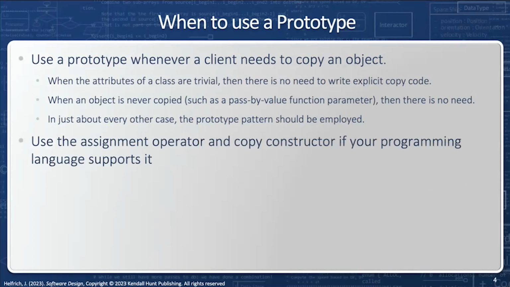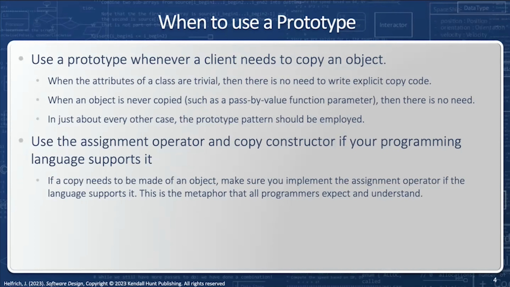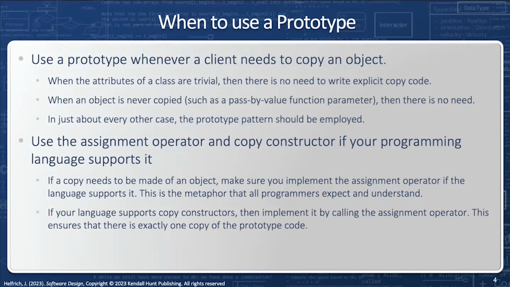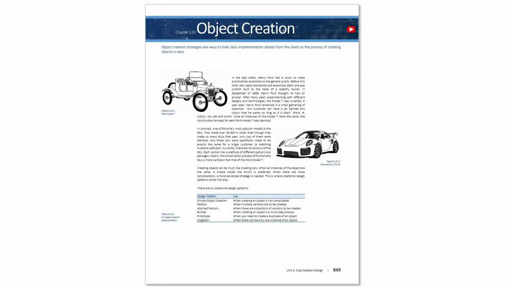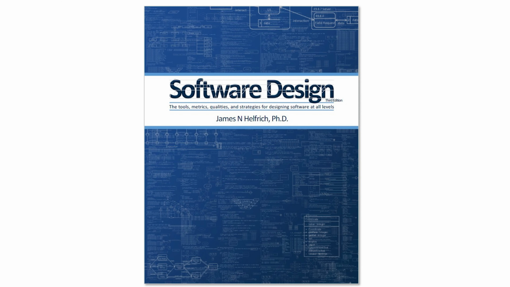Use the assignment operator and copy constructor if your programming language supports it. If a copy needs to be made for an object, you should make sure to implement the assignment operator if your language supports it. All programmers understand the assignment operator. And if your language supports copy constructors, then implement it by calling the assignment operator, because we don't want to make an unnecessary duplication of any code. This is example 39.5 in the prototype section of the object creation chapter in the software design textbook.